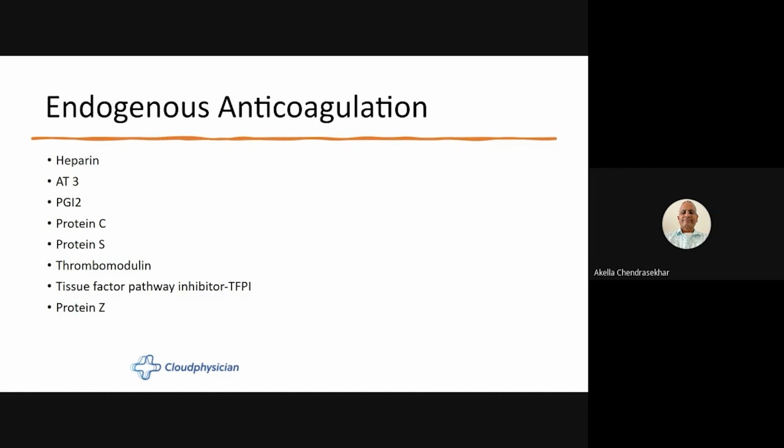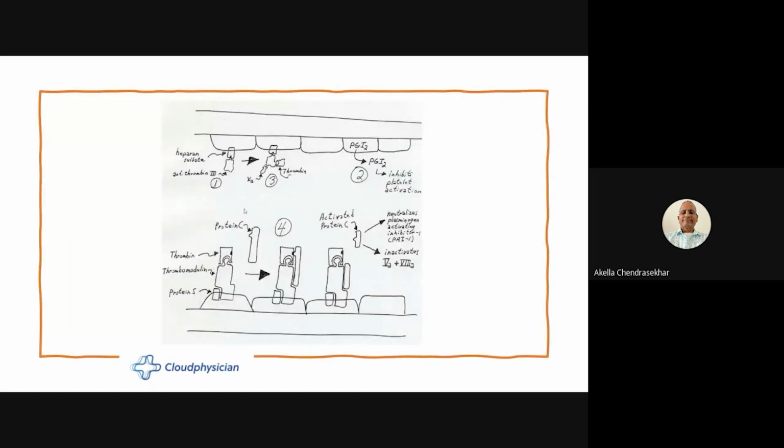Prostacyclin, PGI2, is produced by endothelial cells and helps prevent the coagulation cascade from going off. Protein C, protein S, we'll talk about how they work in just a second. Thrombomodulin, we'll talk about that as well. Now, tissue factor pathway inhibitor and protein Z are membrane-bound factors that protect against activated clotting factors. So they help us keep those inadvertent clots from happening. Okay, next slide. Okay, so let's look at what happens.